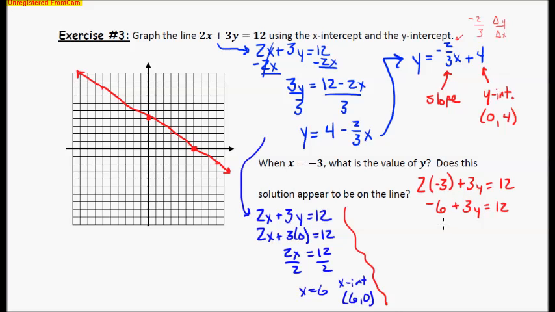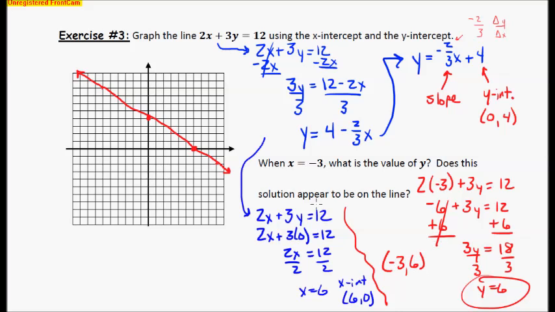And let's see, I'm going to add 6 to both sides here. So these 6's go away. That's 3y equals 18. And I'm going to divide by 3, and I get y equals 6. All right, so when x equals -3, then y equals 6. And they do ask me, does this appear to be a solution on the line? So I want to go to the point (-3, 6) and see if that's on the line. If I go over here, 1, 2, 3, and up 1, 2, 3, 4, 5, 6. Yes, it is. It's right there. It's right on the line. So that's a big affirmative. Yes, that is on the line.